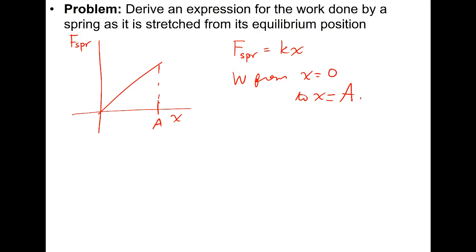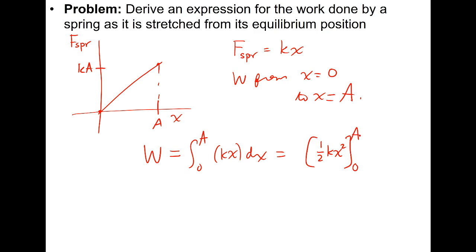Okay, well, we can't just say kx times a because the force is changing. It starts at 0 and then it goes up to a maximum of ka. Well, we can't say that it's equal to ka squared either because we have a triangle. So we have to integrate, okay? So the work is going to be equal to the integral from 0 to a of kx dx. And kx is just going to turn into 1/2 kx squared, evaluated from 0 to a, so that's 1/2 k a squared.